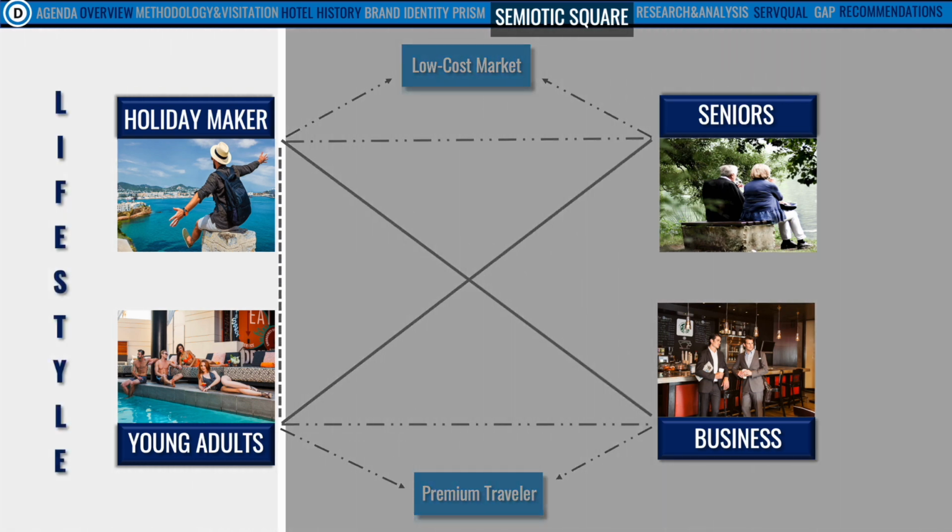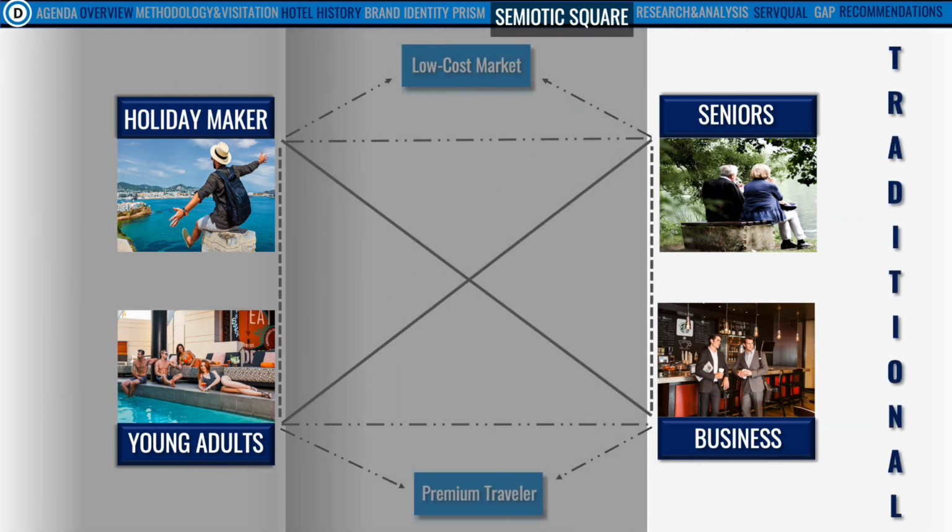When marketing to these groups, holiday makers and young adults will be enticed by their lifestyle. On the other hand, seniors and business travelers will be more traditional, where their needs are met professionally.